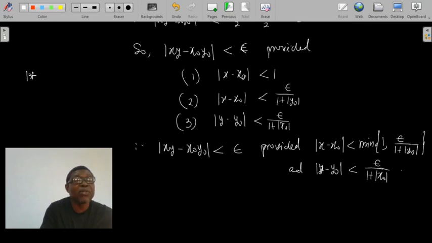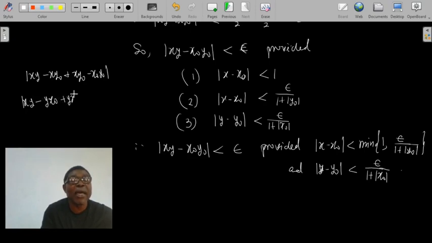If you look at what I did, you'll recall that I started by adding x y naught plus x y naught. I removed this and added this, then before I have minus x naught y naught. So another person may decide to look at x y, then you have y x naught, then plus y x naught, then minus x naught y naught. You will observe that this particular one is what led us this far.